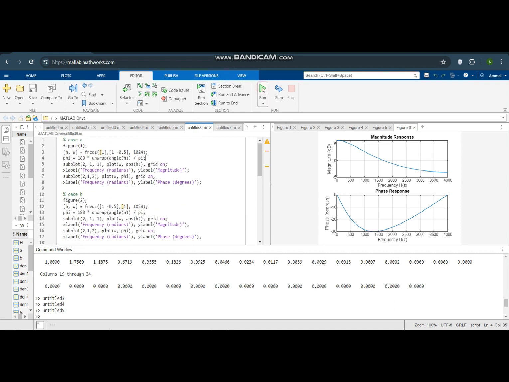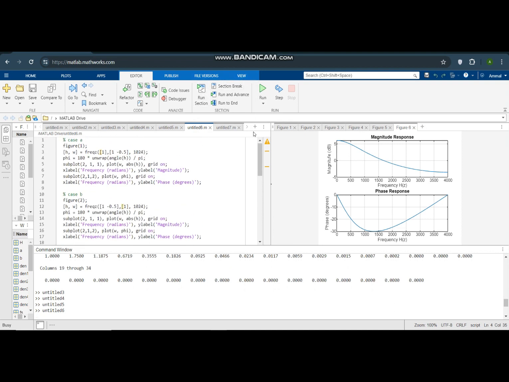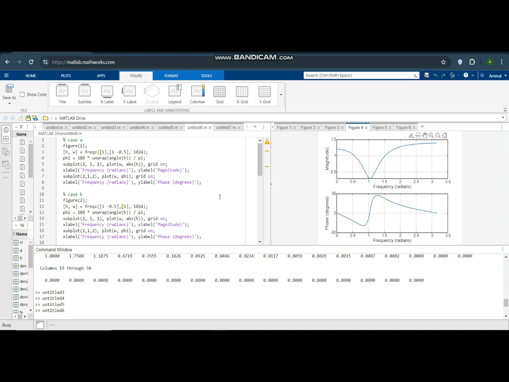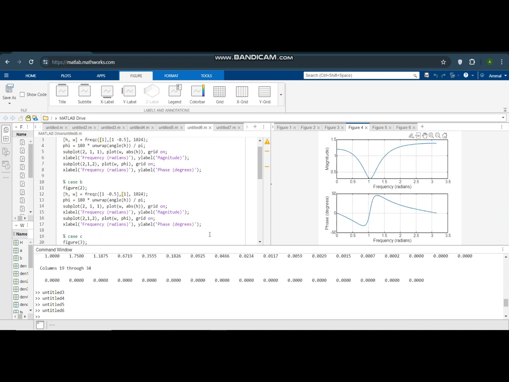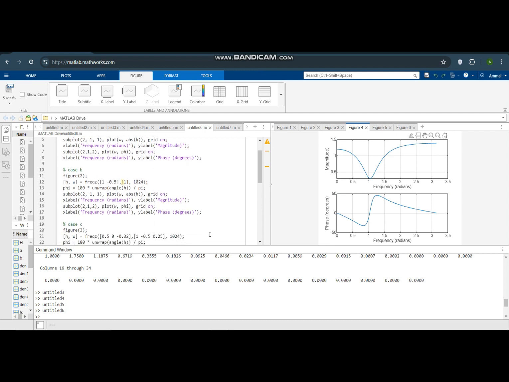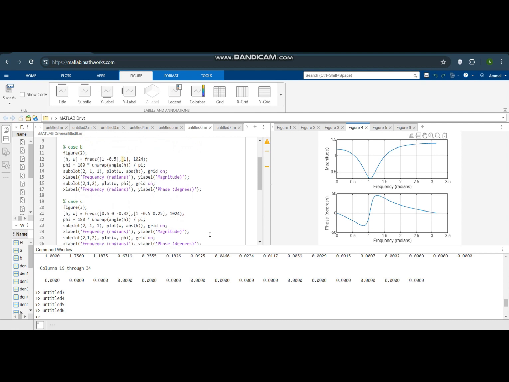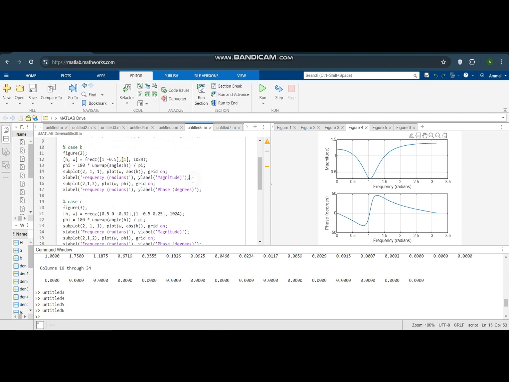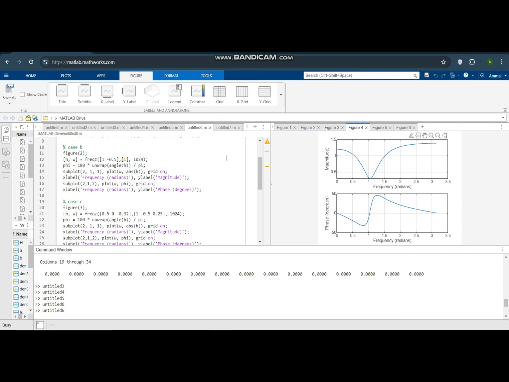By running the code, this code computes and plots frequency responses for 4 different digital filters. Each case represents a different filter characterized by specified numerator and denominator coefficients.